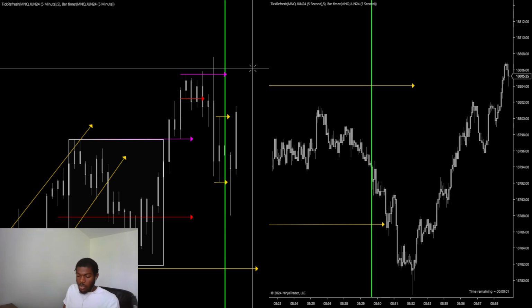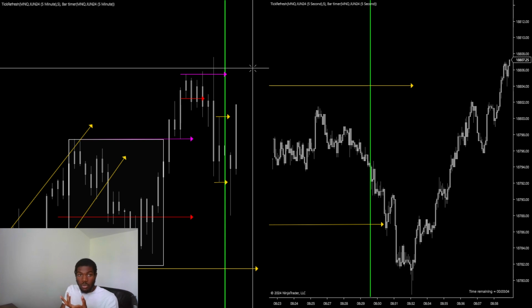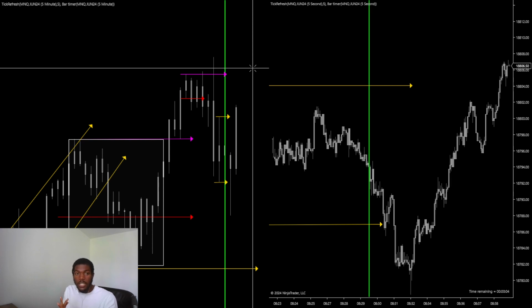So far I've talked about lower time frame structure, higher time frame narrative, the last previous range, the last candle, and chasers. Waiting for chasers to engage and get liquidated.